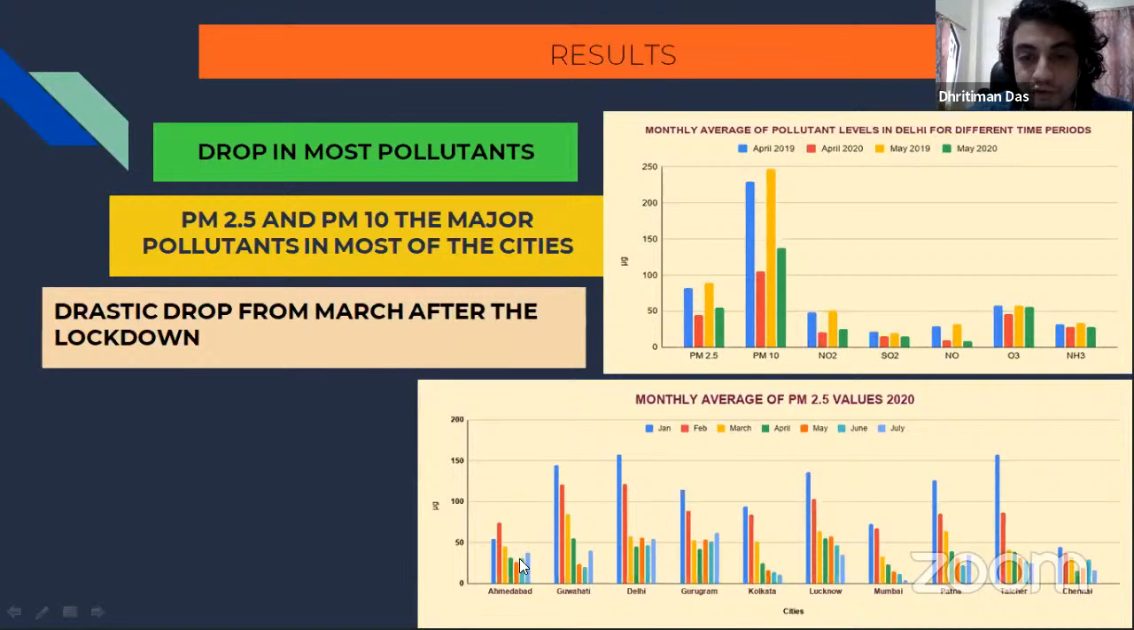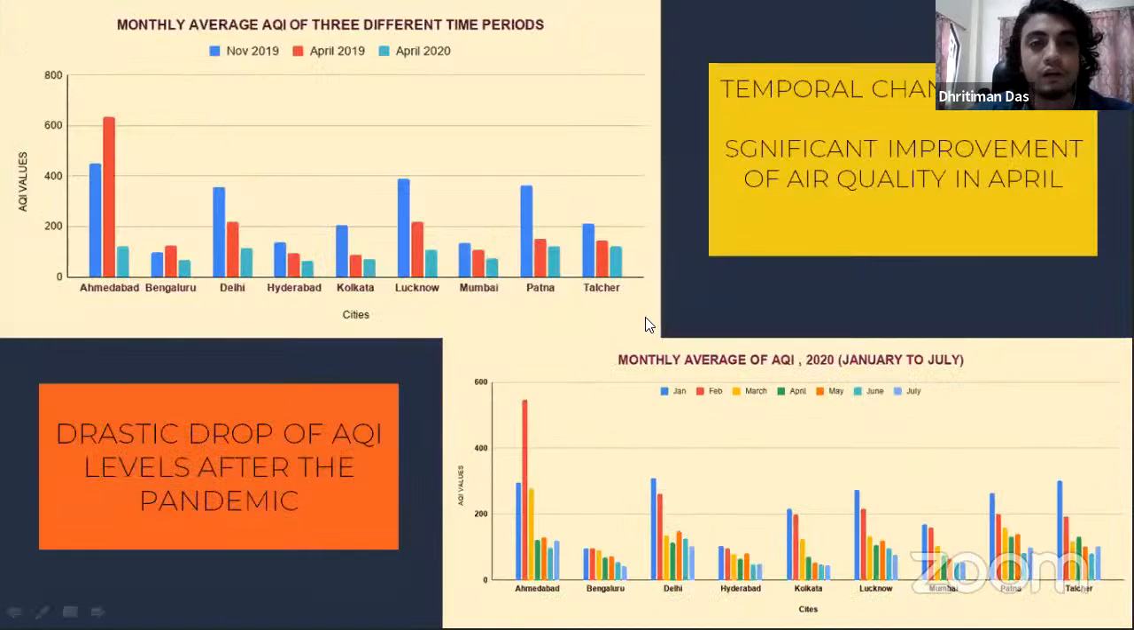This graph also shows the trend, how it's reducing from March onwards. From March to July, it just gets lower and lower every month. A similar trend can also be seen in DAQI.